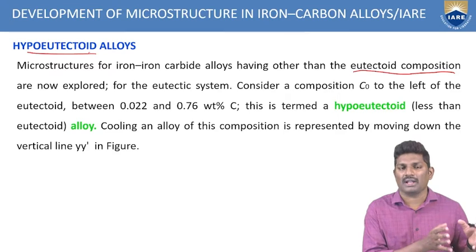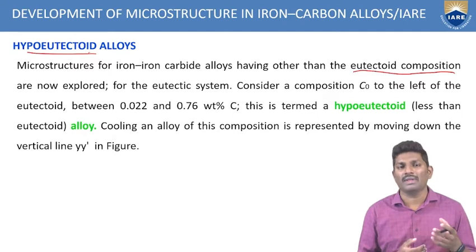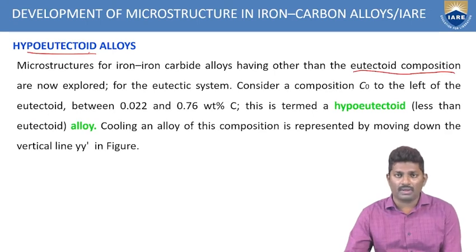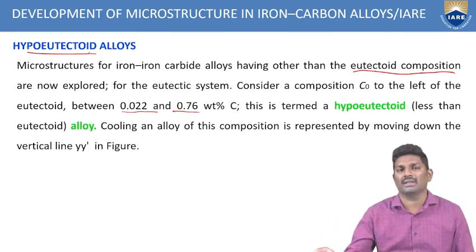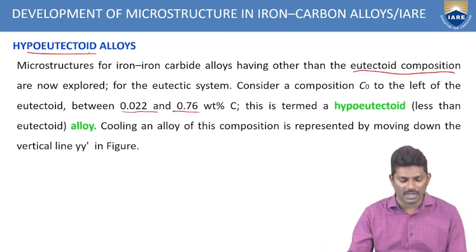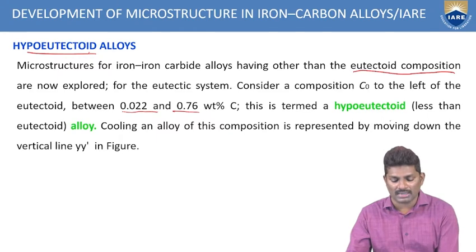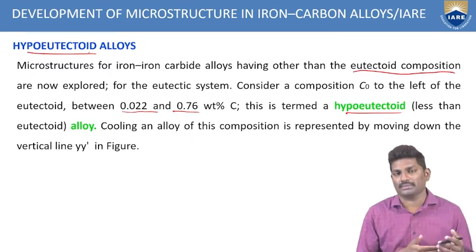Those hypoeutectoid alloys we are trying to identify, and we are going to extract the development in the microstructure from this iron carbon diagram. The composition in between 0.022 and 0.76 weight percentage is termed hypoeutectoid. Above 0.76 we call it eutectic composition. The composition between 0.022 and 0.76 weight percentage of carbon is termed a hypoeutectoid alloy. Now after cooling this hypoeutectoid alloy, what is happening and how to represent the microstructure, we'll see.